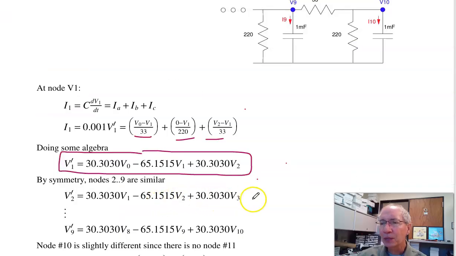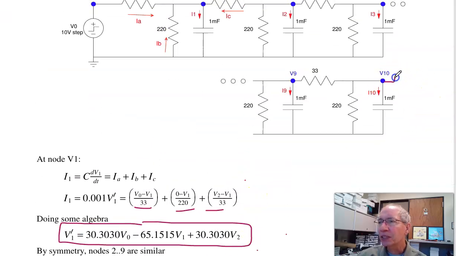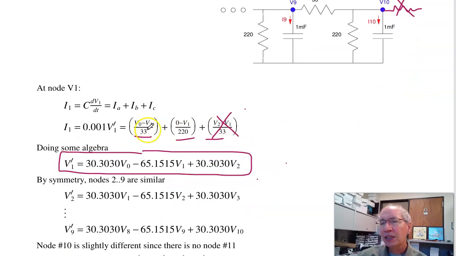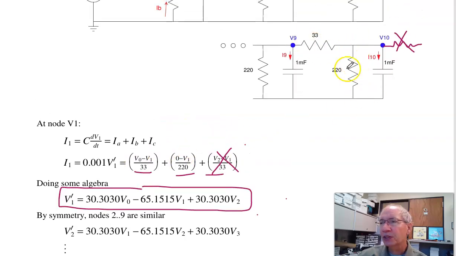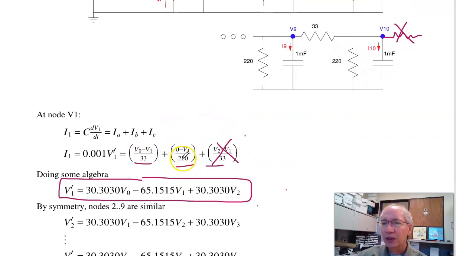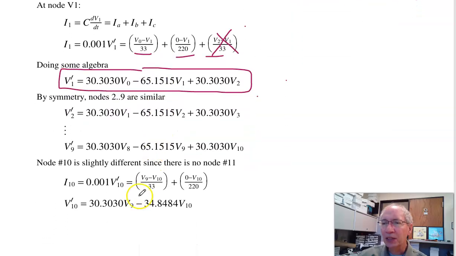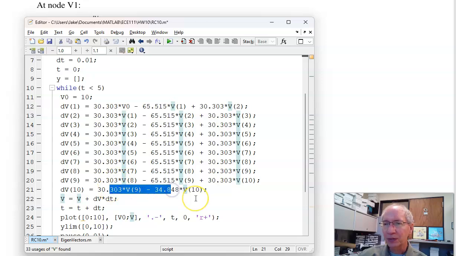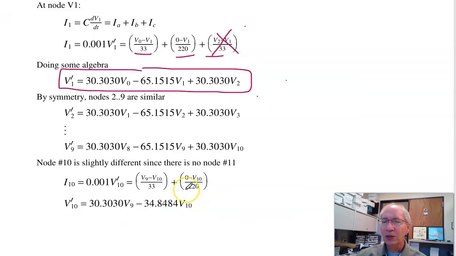Node 10's the oddball. The reason is I don't have this extra resistor right there. So this term goes away, and I just have two terms. I've got two resistors attached. Doing some algebra and solving, you wind up that the derivative of V10 is 30.3 V9 minus 34.84 V10. So node 10 is a little bit different. Those are the differential equations that describe the system.